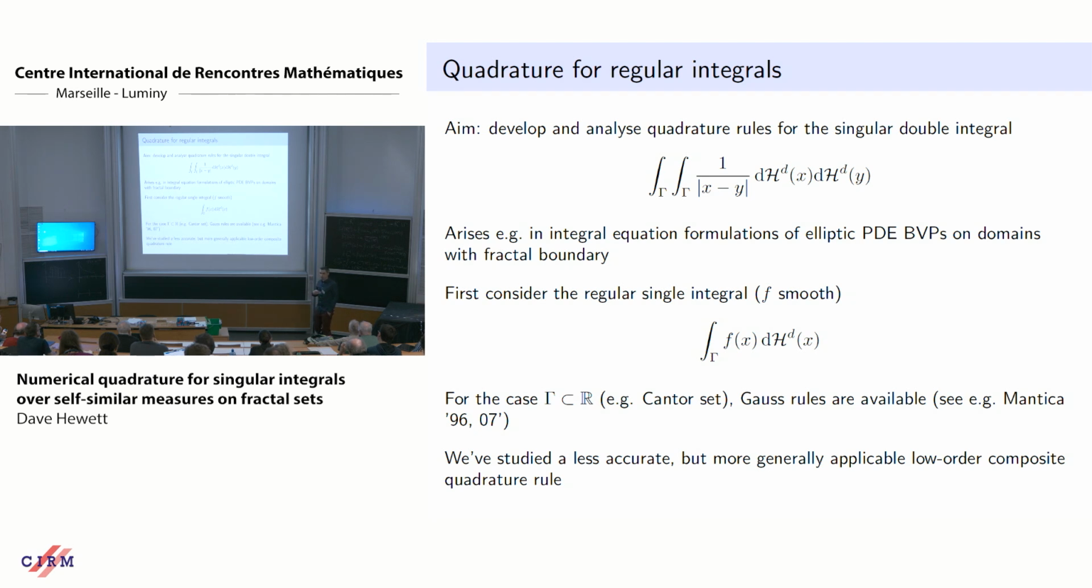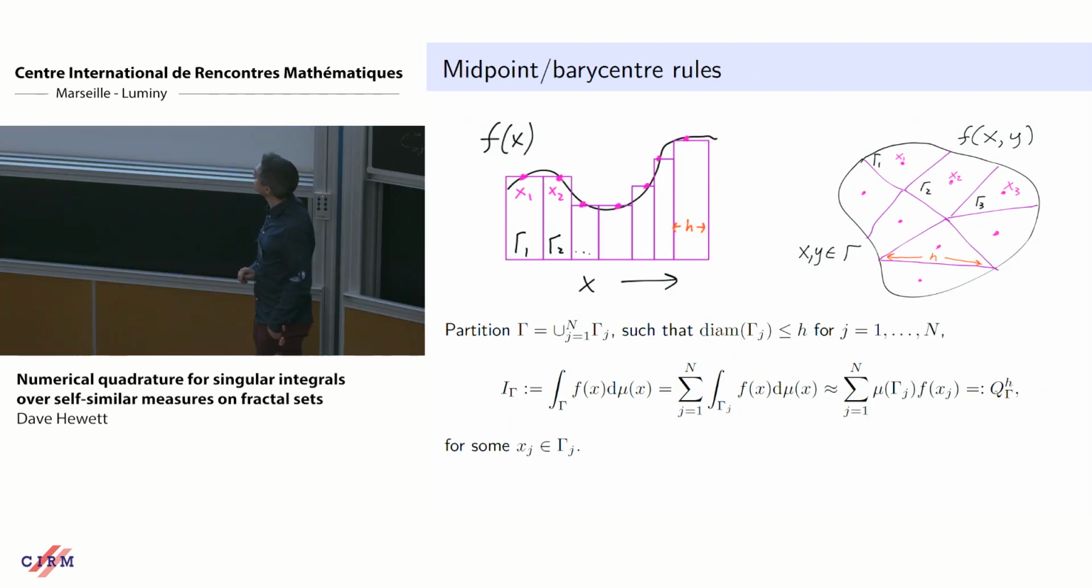But we've also studied a more general, less accurate approach, which is analogous to this composite midpoint rule. It works for pretty much any attractor, but it's a lower order approximation. But that's been enough for our purposes. So the picture is just as I sketched over here.